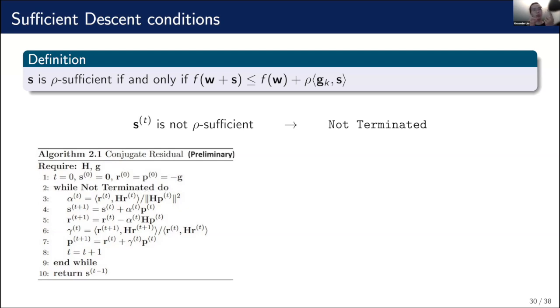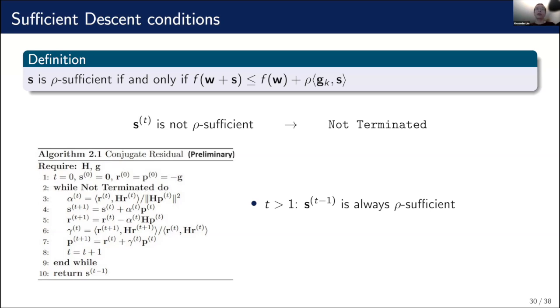Okay, so you go to S2, and you go to S3, all the way until you hit some ST, where ST is not rho sufficient anymore. That means that there is no point to go further within the CR solvers anymore, and you retreat back to the previous iterate, and you use that. You know that it was sufficient, so if you use that directly, it will give you descent. Okay, so that's basically the idea.